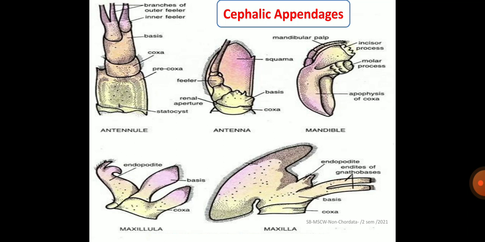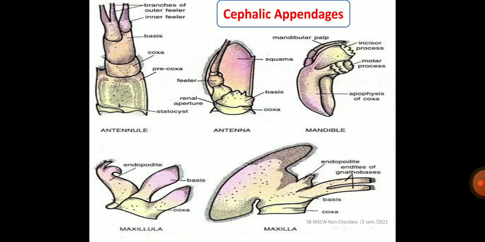Finally, the fifth cephalic appendage is the maxilla. Maxillae. These are also thin and flat leaf-like. The coxa is small and bifurcated partially, while the basis is large and forms a bifurcated gnathobase internally. The endopodite is quite small, while the exopodite is a large, broad, leaf-like, fan-shaped scaphognathite or baler.